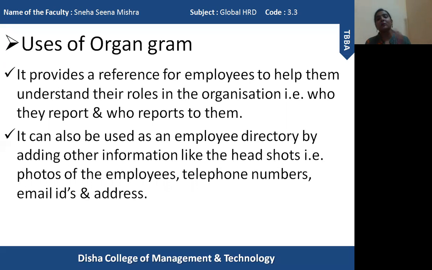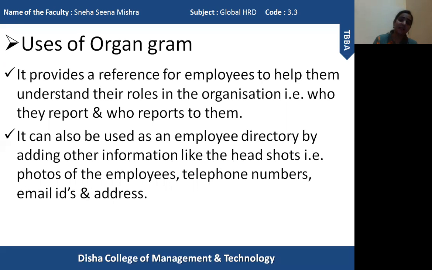A candidate or a designation or a job or an employee. What is the position of an employee within an organization? Who are the superiors of that employee and who are the subordinates? To whom he or she is supposed to report and who are the people who will report to that employee.